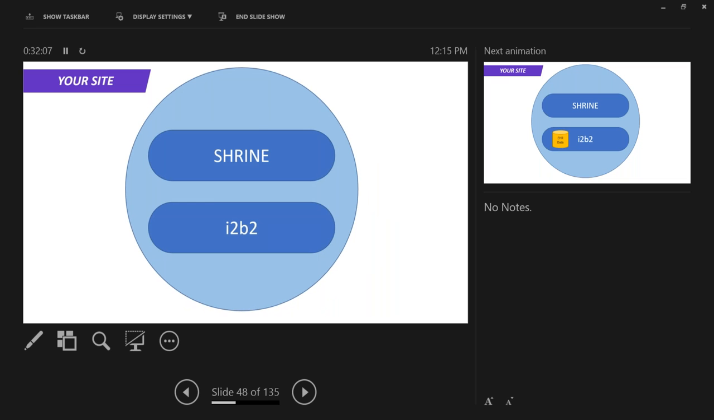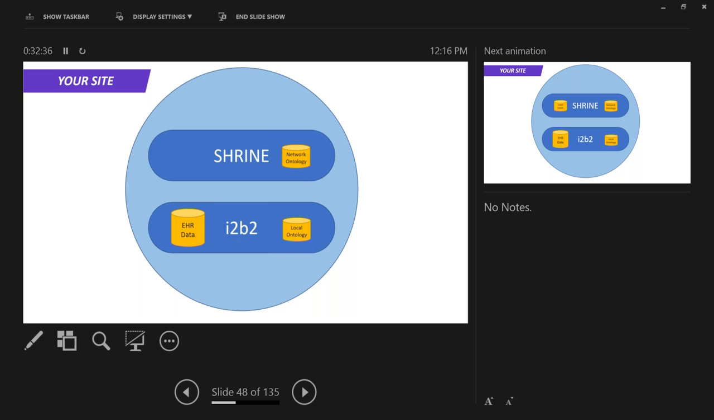So zooming into just your site alone, if you're a participant, you have Shrine and you have I2B2 installed. So this is a simplified slide about the various components. There are many more configurations and components at each site. But here, of course, you have I2B2, and this is where your EHR data is. That EHR data can be queried by your local ontology. We'll go into more of that.